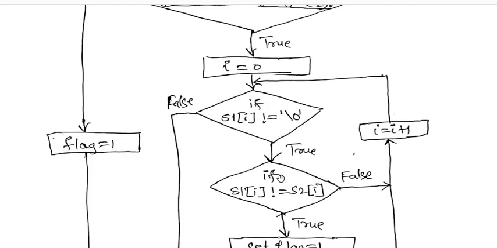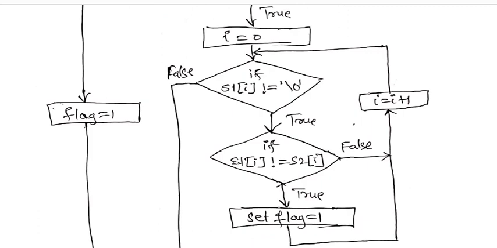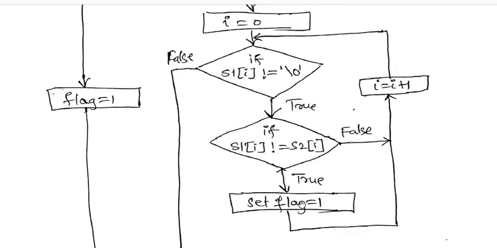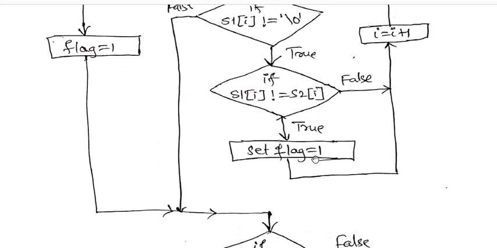If the condition is true, we are going to check whether the S1 and S2 characters are the same. S1 of i not equal to S2 of i. If this condition is false, you can see here, i will keep on incrementing. As long as it is false, i will increment until we reach the end. But let us say we get two different characters, in our example one was O and one was L. O not equal to L, it is true. In that case, we set the flag as 1.